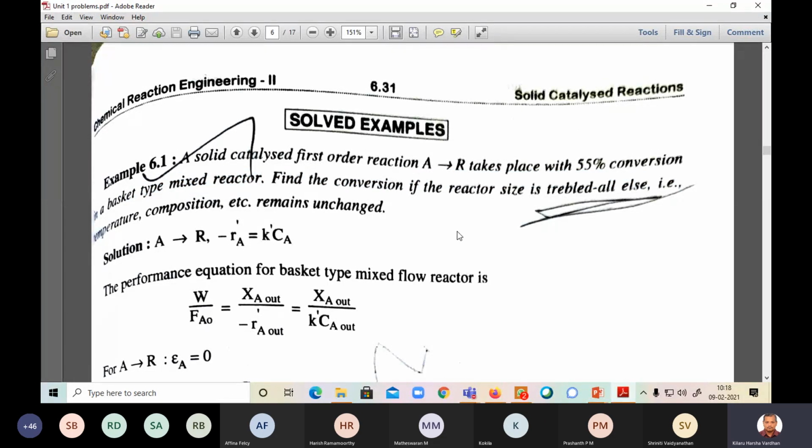All of you wrote this problem? Yeah, the solution you can see. Can we go for the solution now?